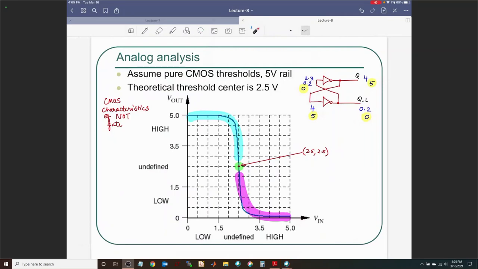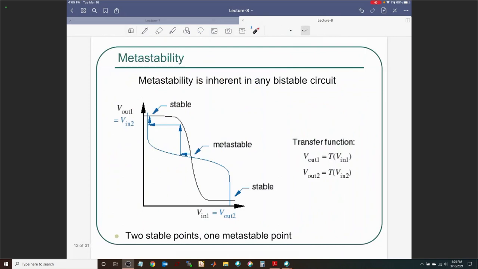So the cross-coupled configuration has this problem of metastability, being stable only under some strict conditions. This is what we have been talking about, right? This is an inherent thing in a bistable element. We started over here, and we went there to the stable state, or we went here to the stable state. So two stable points, one metastable point. That's what we tried to analyze using two cross-coupled NOT gates.